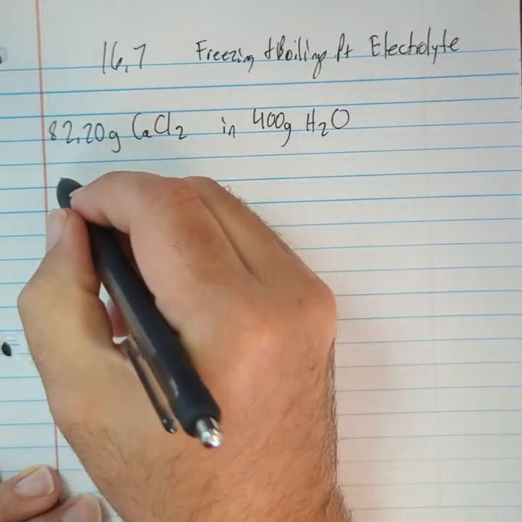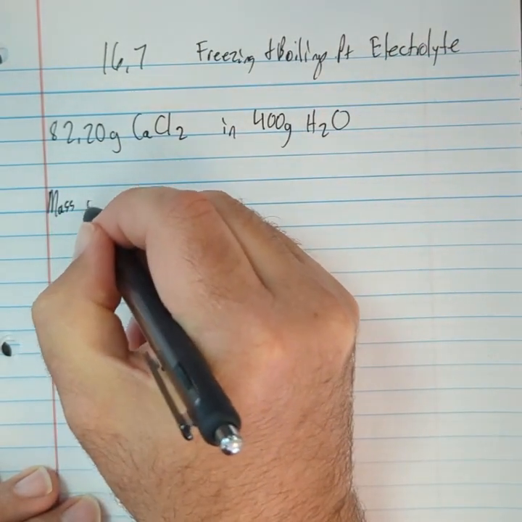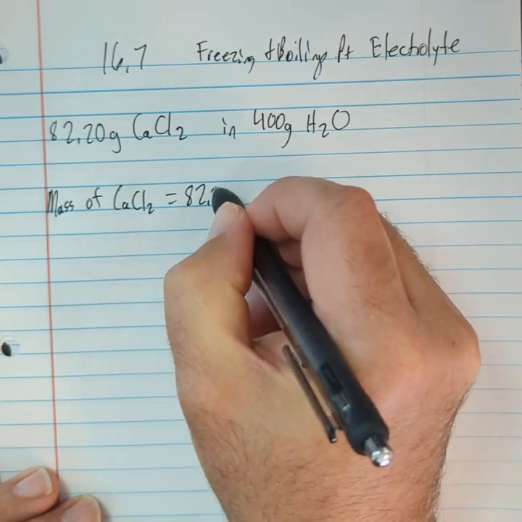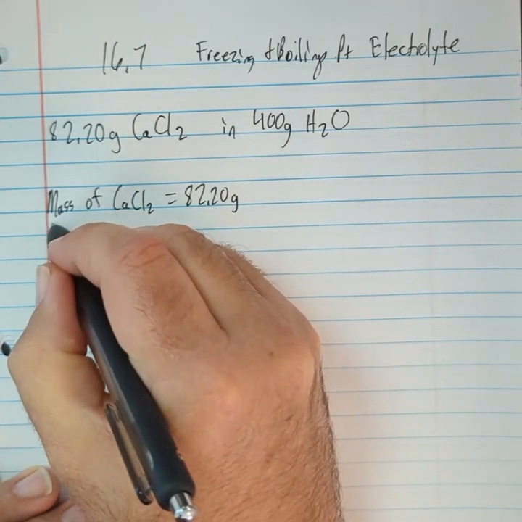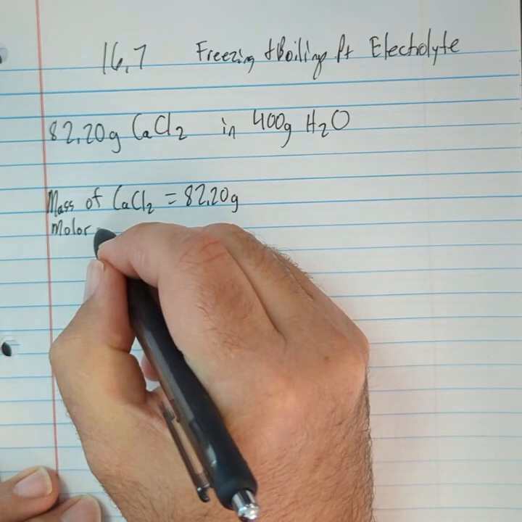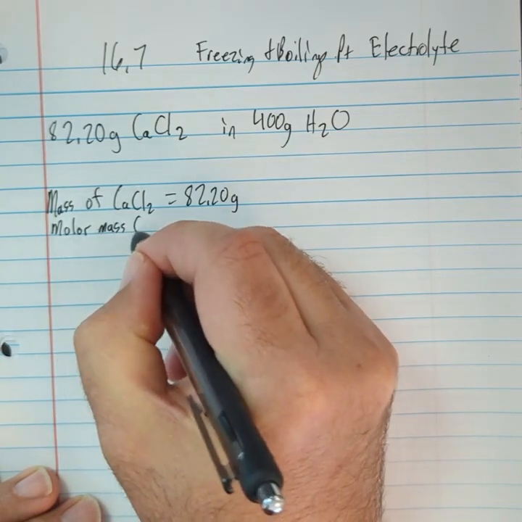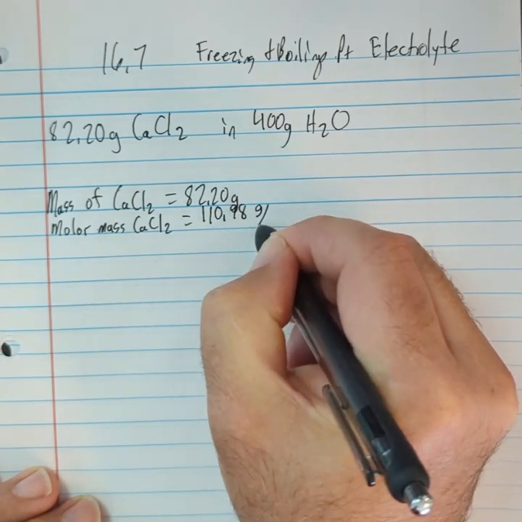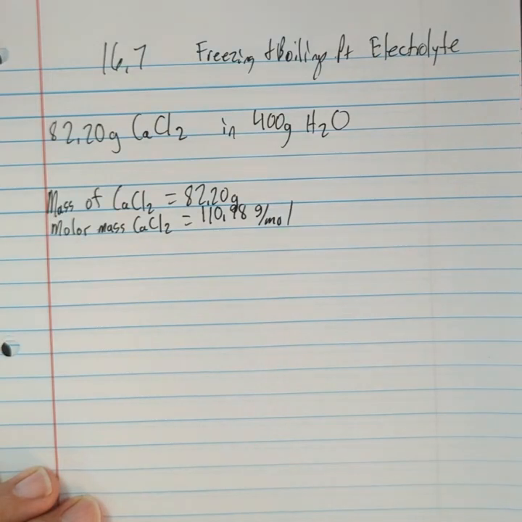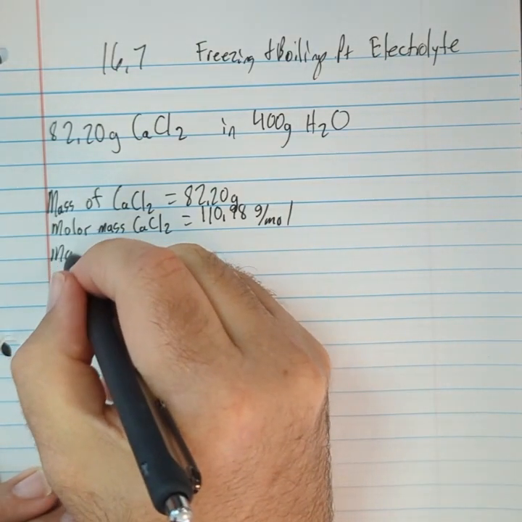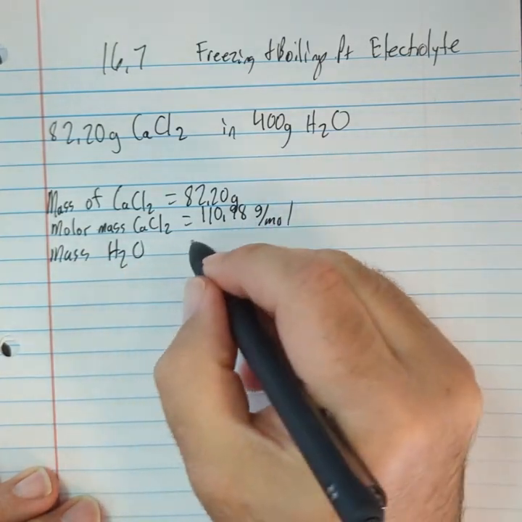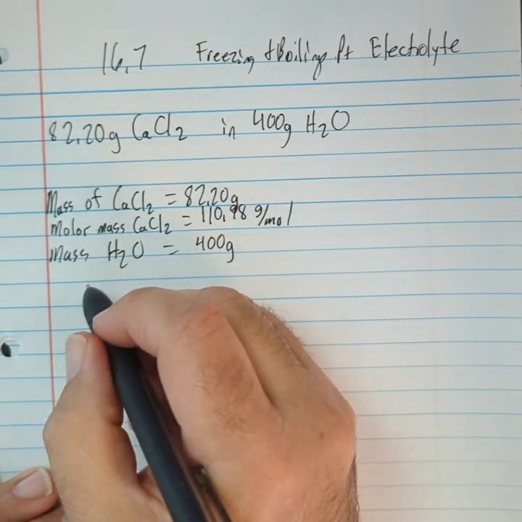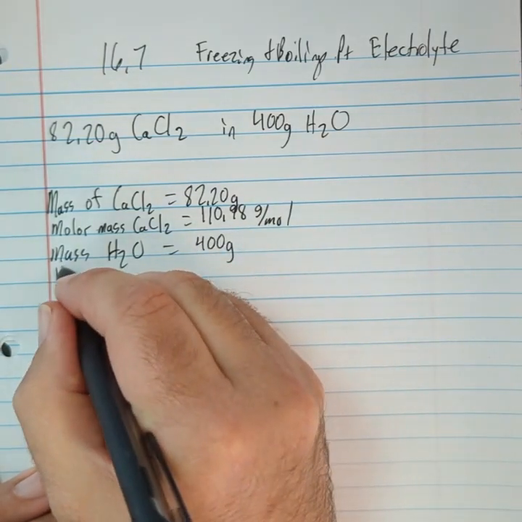We know that the mass of the solute, the calcium chloride, is 82.20 grams. If we look at the periodic table and add everything up, the molar mass of calcium chloride is 110.98 grams per mole. We can also find the mass of H2O, because that's given to us as well. That's 400 grams.